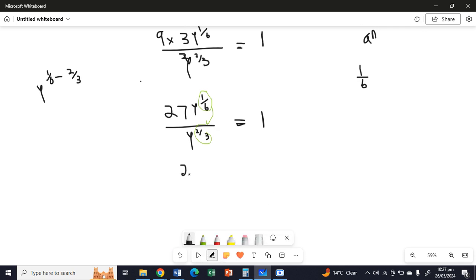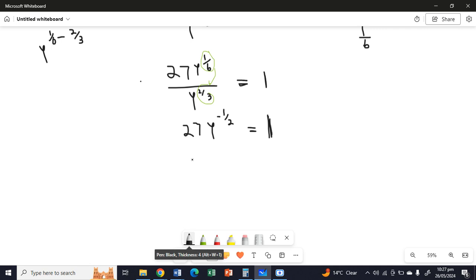So you can write it like this: 27 y to the power negative 1 over 2 equals 1. Now again, since we've got this negative half here, the y is going down again. It's coming back at the denominator here. So it's going to be 27 over y to the power half equals 1.